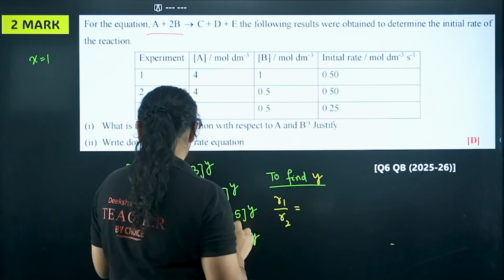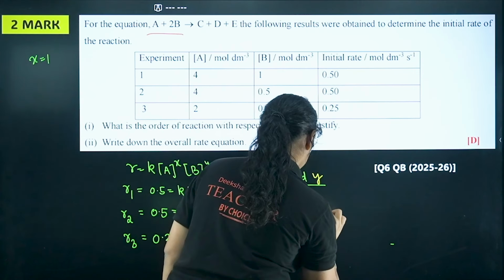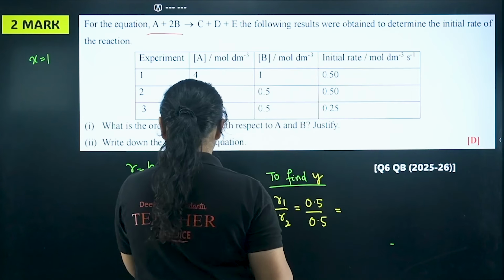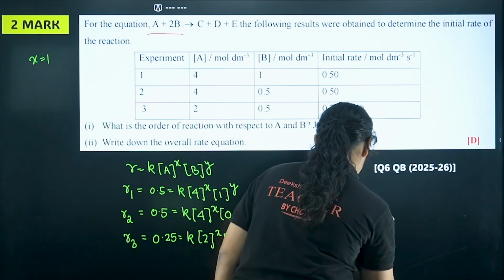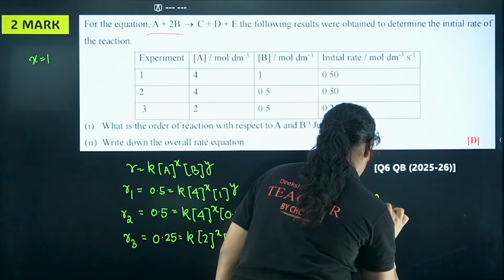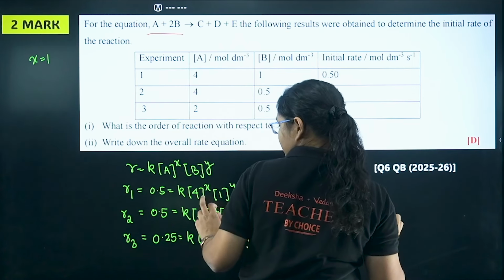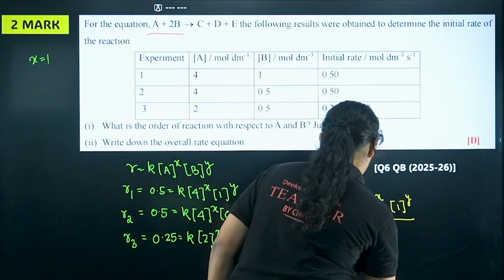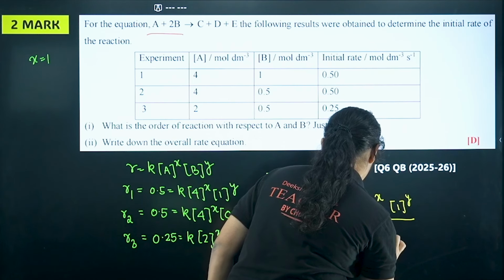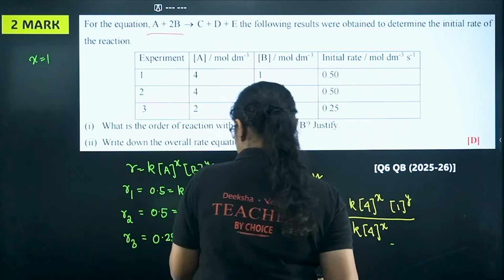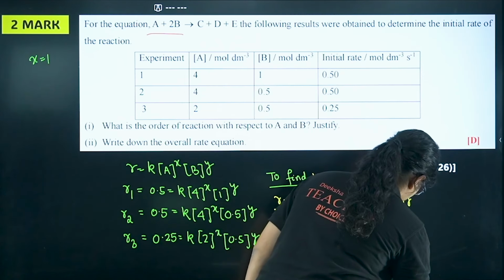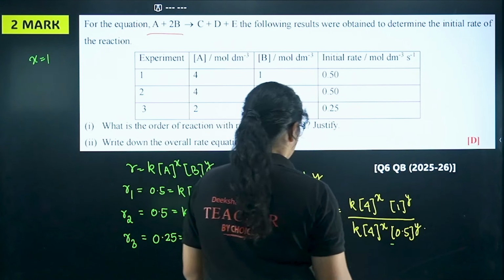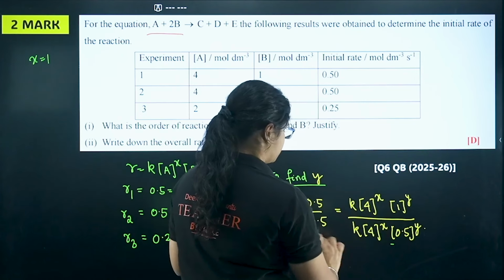So that is equal to 0.5, okay? Then you have K4X, and you have 1Y, okay? Then you have K4X and 0.5Y. Okay, now here if I solve, these all things can get cancelled.